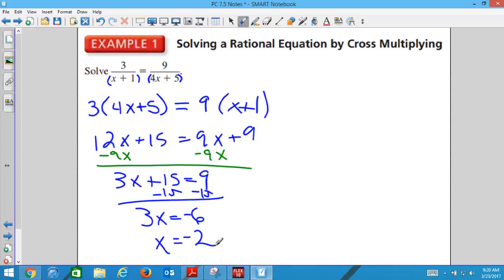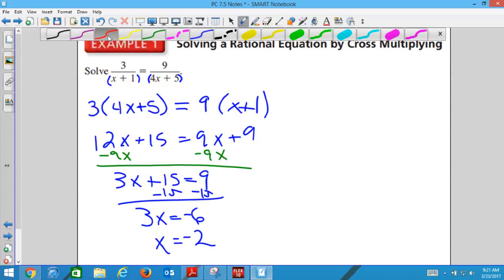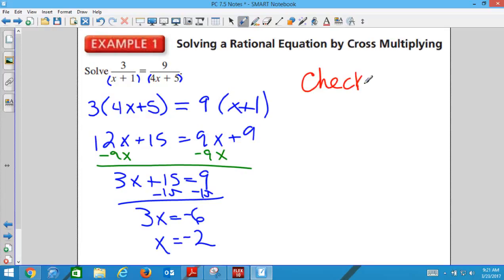Now, those of you working ahead, sometimes there are extraneous solutions when we do this. Do you remember extraneous solutions? We talked about this before. Sometimes you'll get a solution, but it isn't really a solution. How would you know if this answer really is the answer? We need to check our answers. So we're going to plug it back into the original.